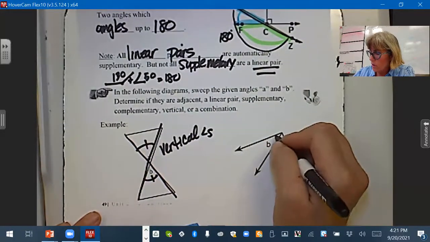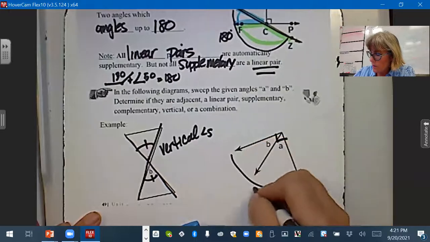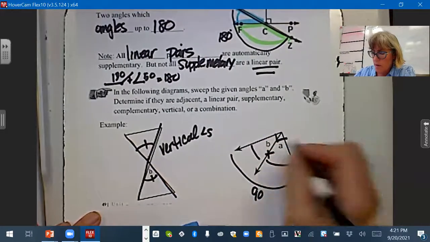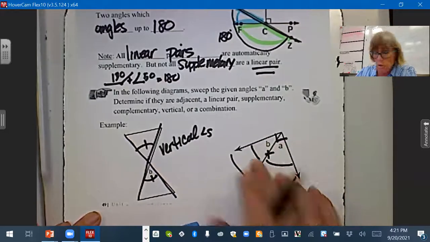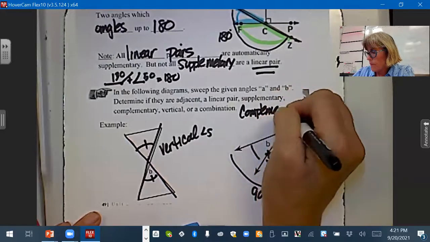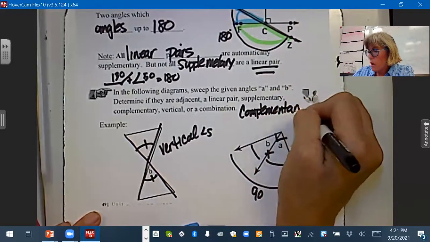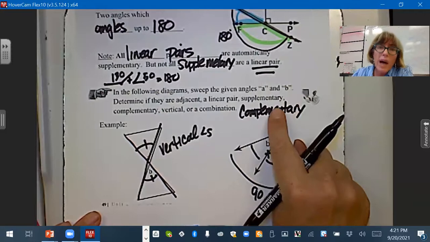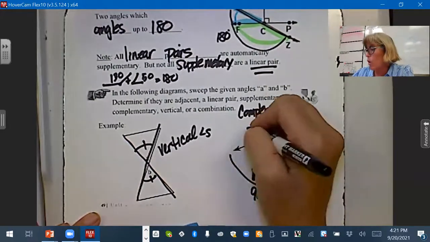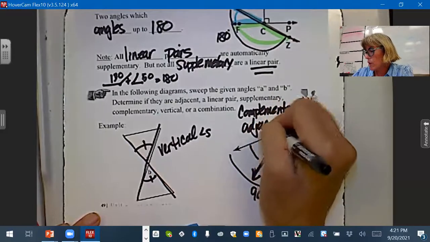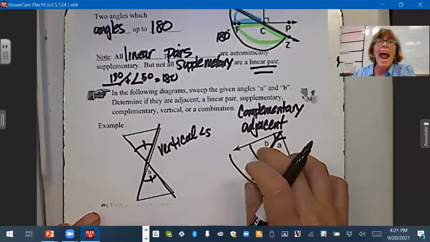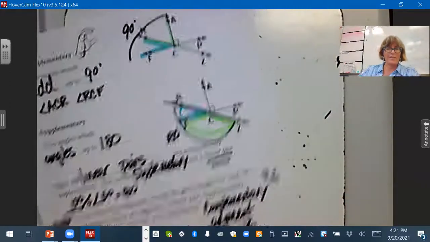Let's take a look here. I see 90. So this angle and this angle add up to 90. That means these two angles are complementary, but since they also share a spine, they're also adjacent. So these angles are adjacent and complementary.